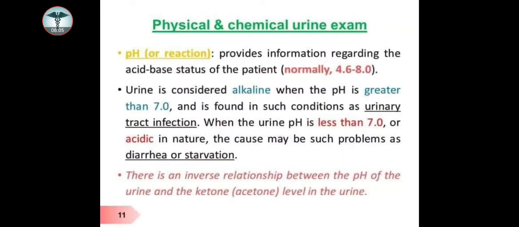pH is also considered a physical character. So pH provides us information regarding the acid-base status of the patient. Urine is considered alkaline when the pH is greater than 7.0, and is formed in conditions such as urinary tract infection. When the urine pH is less than 7.0, it is acidic in nature. The cause may be such problems as diarrhea or starvation. There is an inverse relationship between the pH of the urine and the ketone level in the urine.